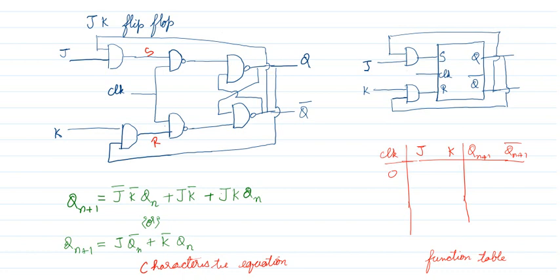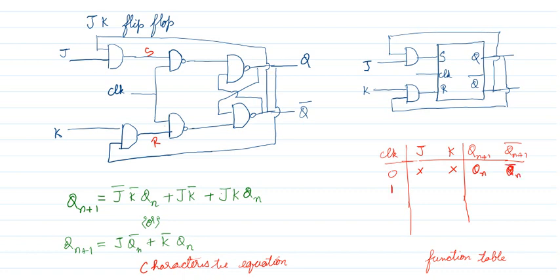What is the last condition? When both the inputs are 1 and 1, it should not be used in SR flip-flop, but in JK flip-flop it will toggle. You will see how. Others are the same. When the clock is 0, J and K can be any value. It will act as a memory. Qn plus 1 is equal to Qn. It is acting as a memory.